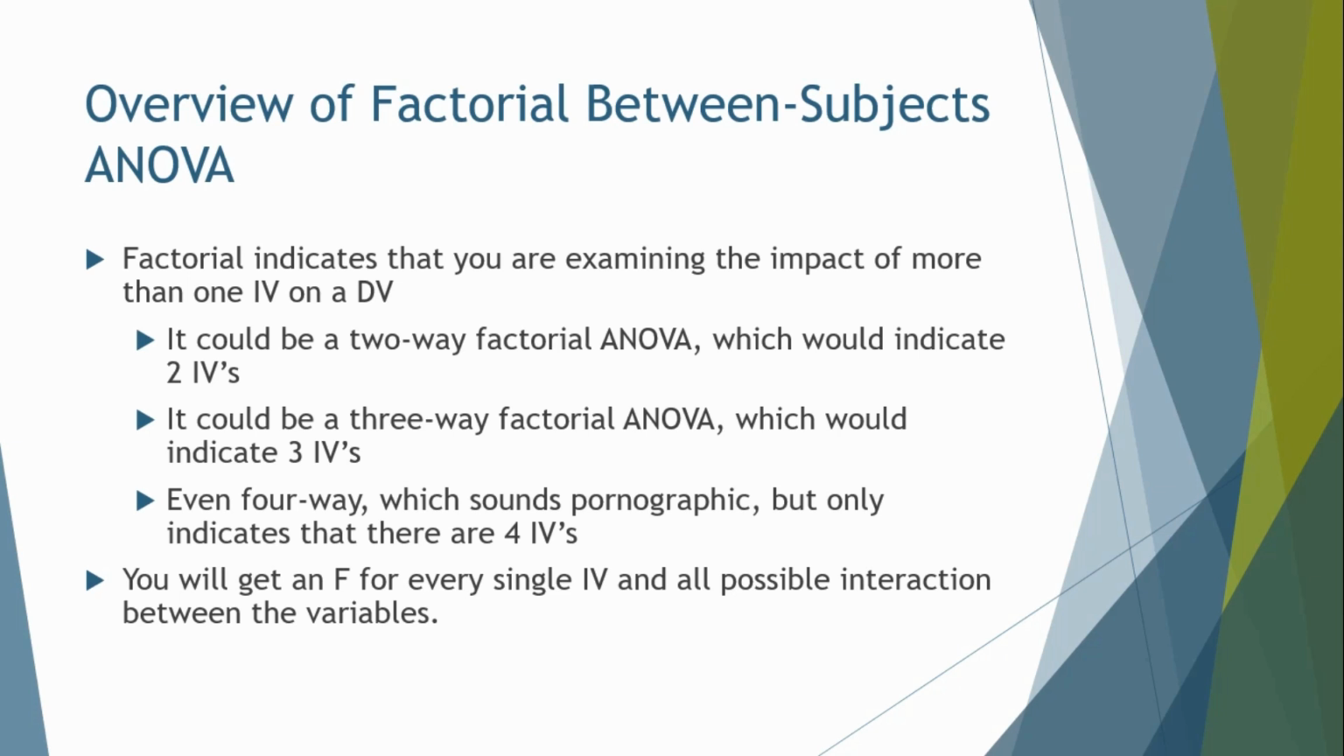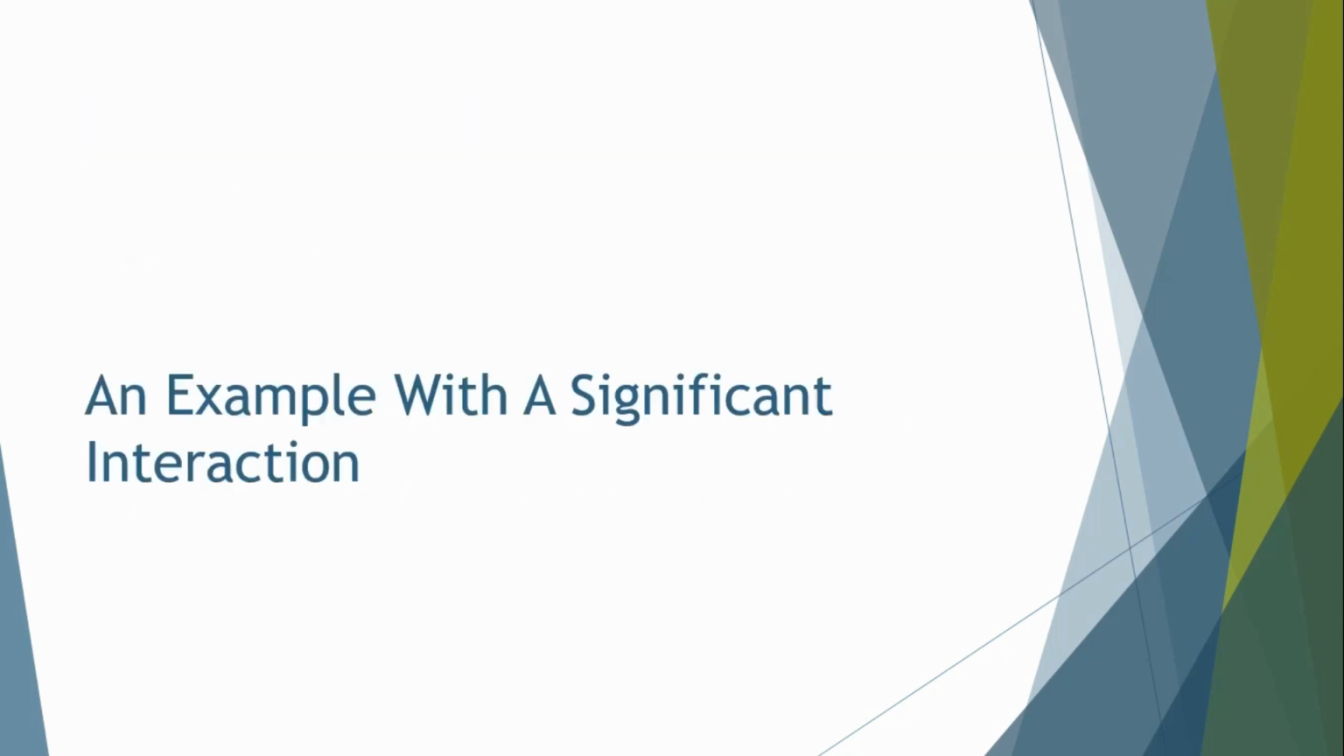Okay, so just an overview of the factorial between subjects ANOVA. Again, factorial means there's more than one IV. It could be a two-way factorial ANOVA, which the two-way would indicate there's two IVs. It could be a three-way, which indicates that there are three IVs. It could even be a four-way, which would be four IVs. You're going to get an F test for every single individual independent variable and all possible interactions between those independent variables. So we'll see that kind of in the example here.